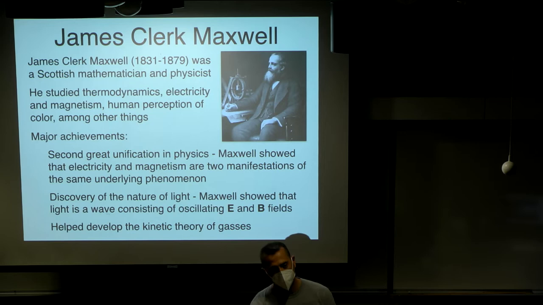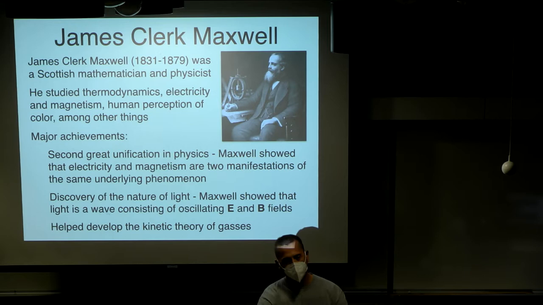The first great unification in physics is Newton showing that gravity works the same way here on Earth, so the way objects fall to the ground when you drop them, as it does out there in space, you know, planets pulling on each other and orbiting each other. That's the same phenomenon fundamentally, and he unified those two ideas, okay?